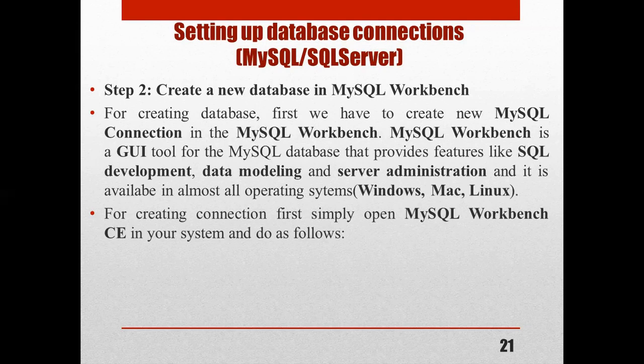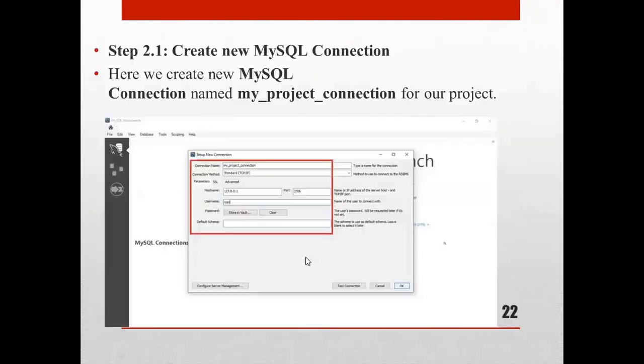So for creating a new connection, first simply open MySQL Workbench on your system and perform these steps here. We are going to create a new MySQL connection. The name is my_project_connection for our project. We have created one project named my project, and now we are going to create a new MySQL connection.